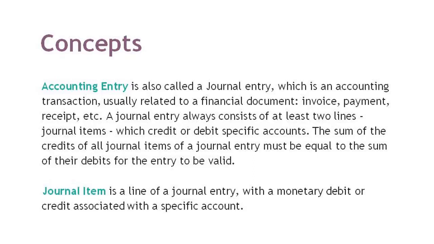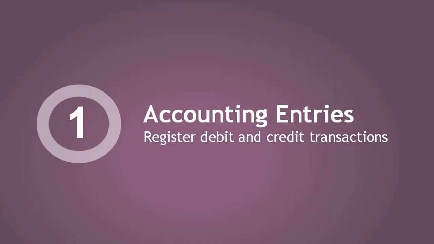And these journal items usually only have an amount for the credit or for the debit, but not for both. And usually in the same accounting entry you will have at least one journal item for the credit and one journal item for the debit. We are going to see that in a few seconds.